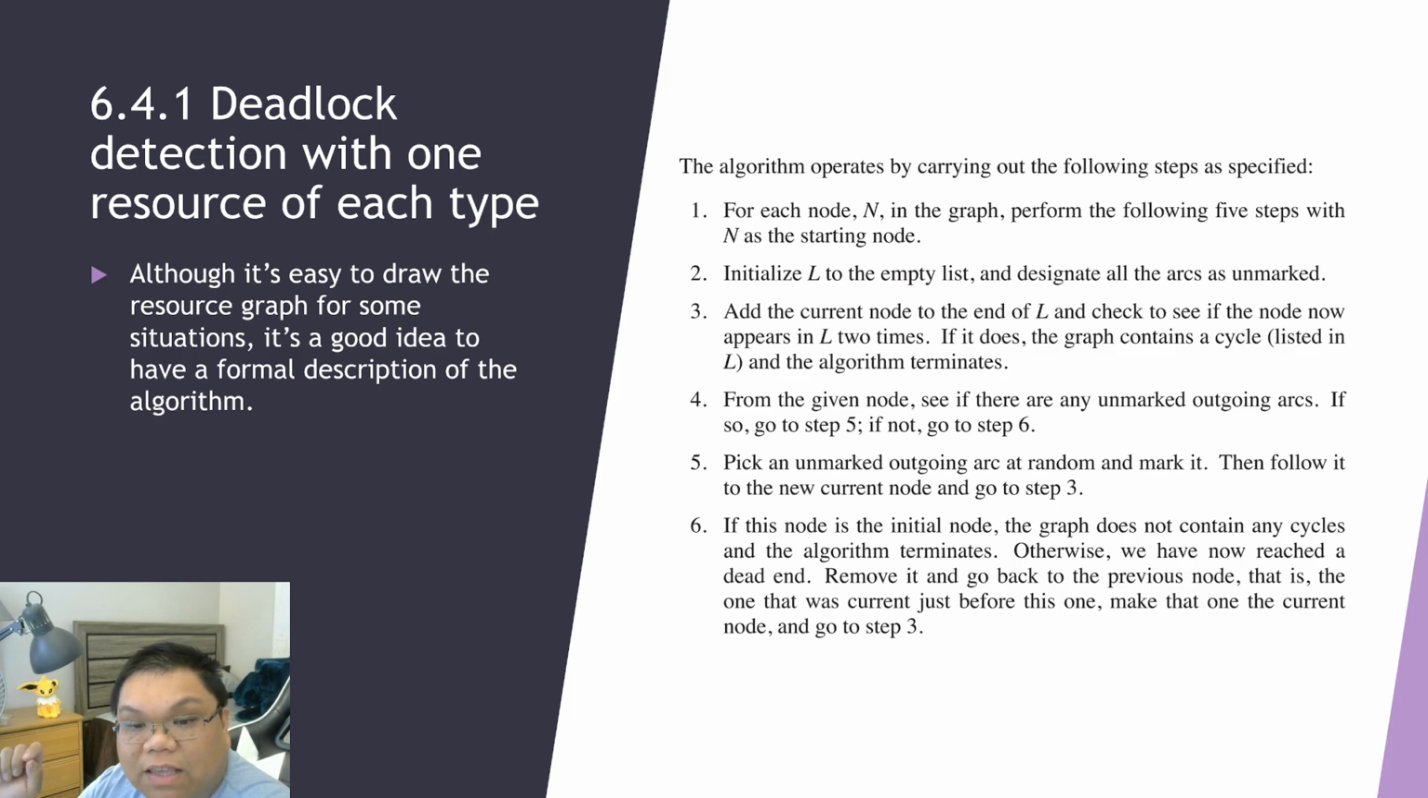From that given node, see if there are any unmarked outgoing arcs. If so, go to step 5. If not, go to step 6. Pick an unmarked outgoing arc at random and mark it. Then follow it to the new current node and go to step 3. If the node is the initial node, the graph does not contain any cycles and the algorithm terminates. Otherwise, we have now reached a dead end. Remove it and go back to the previous node. That is the one that was current just before this one. Mark that one, the current node, and go to step 3.